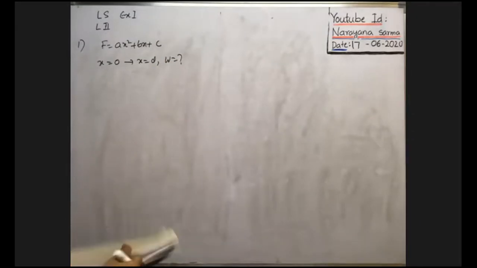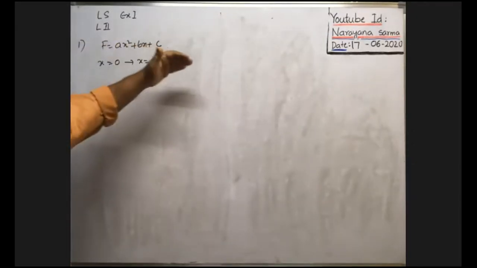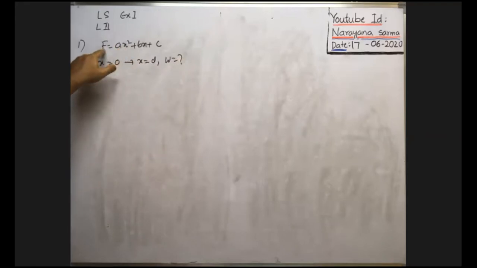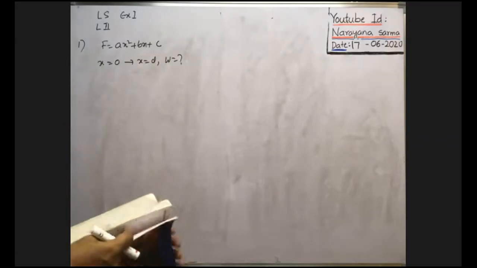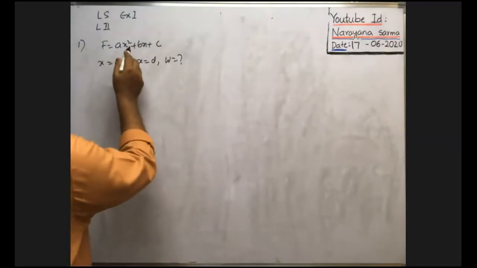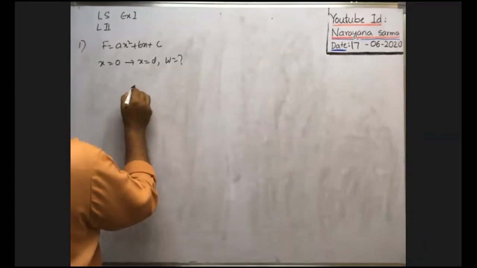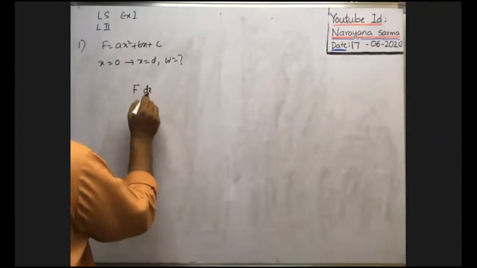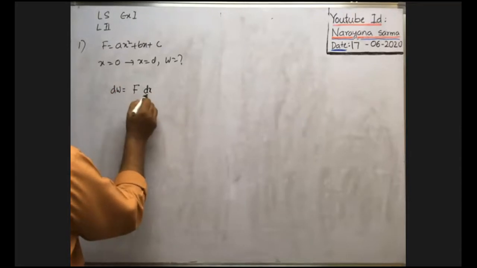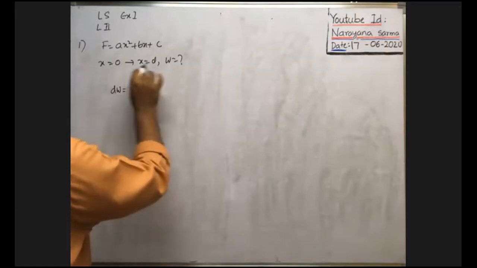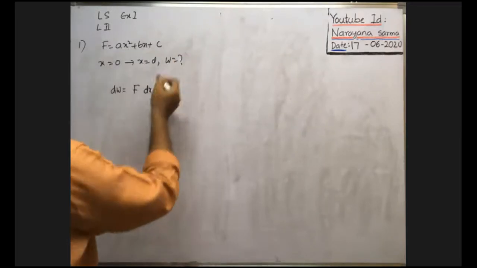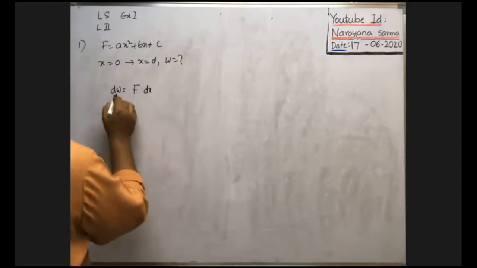Here the force is applied on the block along the positive x-axis, but the force acting on the body varies with the position. That means a variable force acts on it. Whenever the body displaces from x equal 0 to x equal d, what is the work done? Already I said in the concept also. Whenever a variable force acts on the body along the x-axis, then for a small displacement dx, the work done is equal to F into dx. Because this displacement is along the positive x-axis, and the force is also acting along the positive x-axis, the work done is also positive.